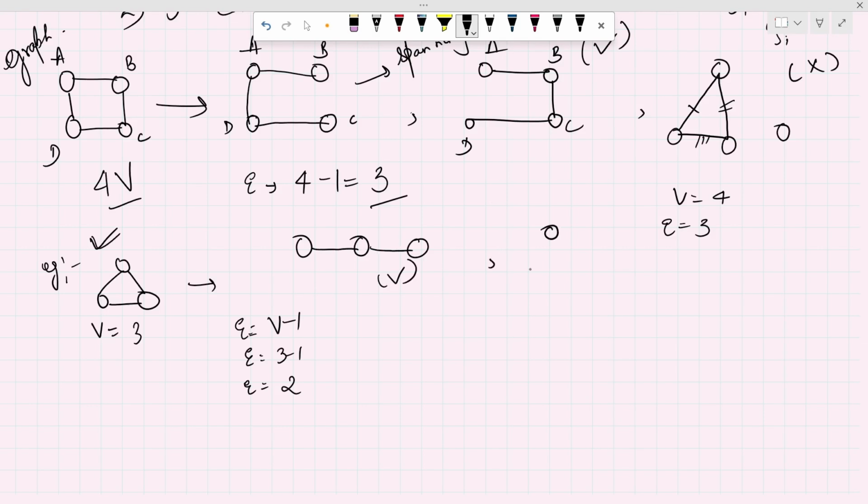Okay, we can take one more example as well. We have 3 vertices in the main graph. Yes, 3 vertices are there. Edges should be 2. So one is connected to this and another is connected to this. Is this a spanning tree? Yes, this is also a spanning tree, and this spanning tree is derived from this graph. So I hope it is clear to you which graph we can call a spanning tree, and what the property of a spanning tree is.